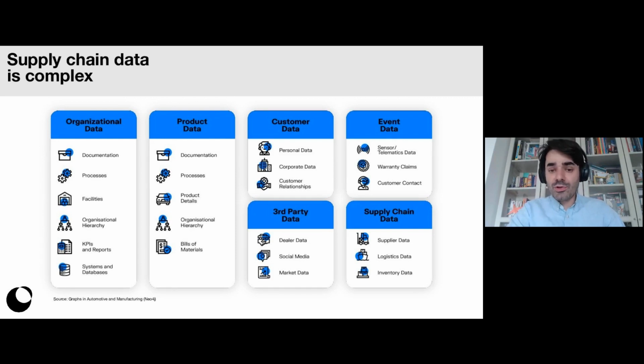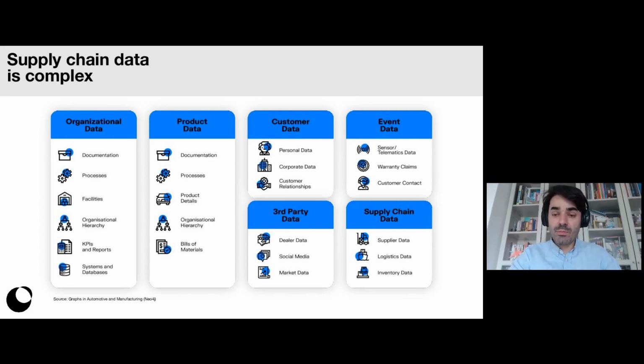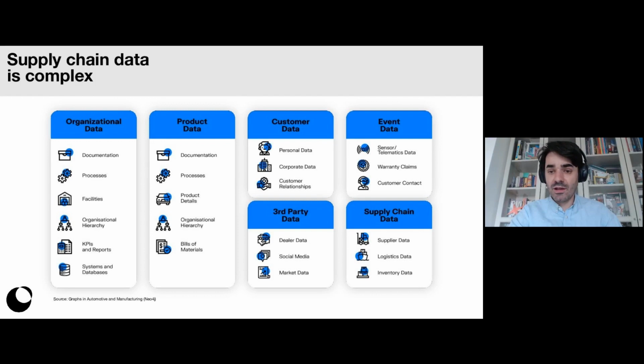You need to also take into account customer data. So that's data about individuals, but also corporations and customer relationships. There's event data, which is more and more prevalent in today's world with sensor and telematics data, information about warranty claims, customer contact information. This can be augmented with third-party data, data from dealers, for example, or from social media, and also market data. And finally, there's also the supply chain data itself with information about suppliers, logistics, and inventory. And all of that is deeply interconnected.